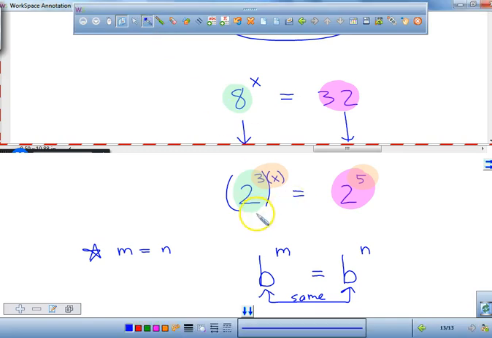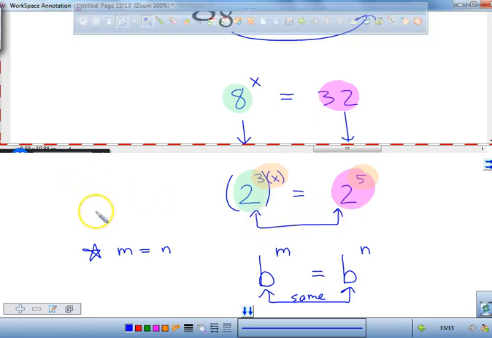So now that we know this, if these are the same, see how we made them the same? You see how these aren't the same? So what did I have to do? I had to make them the same. Okay? So since I made them the same, I can write down 3x equals 5. What does x have to equal if we divide both sides by 3? 5/3. And that's your answer.